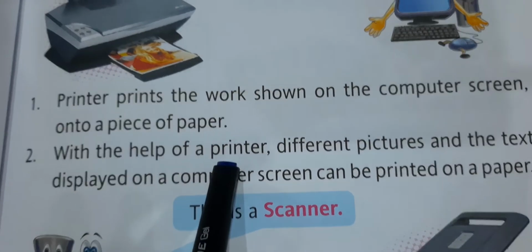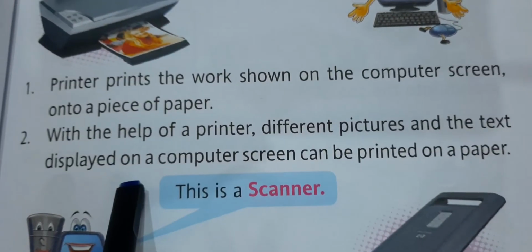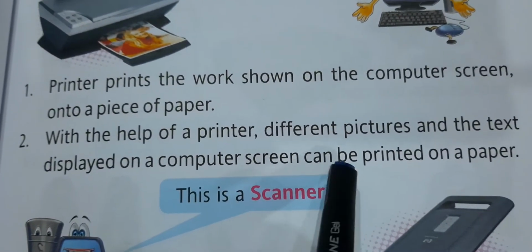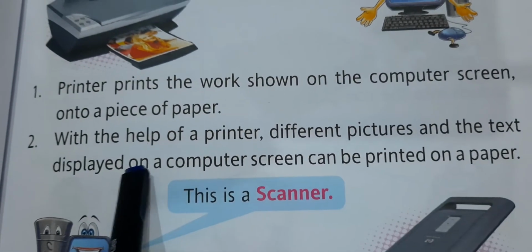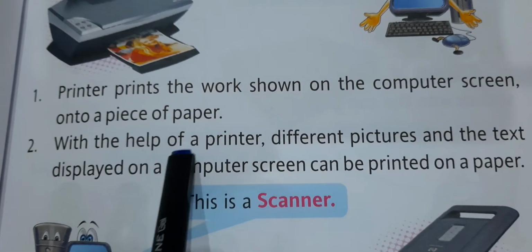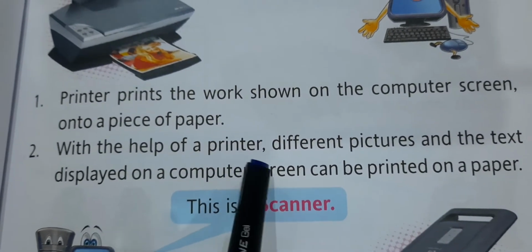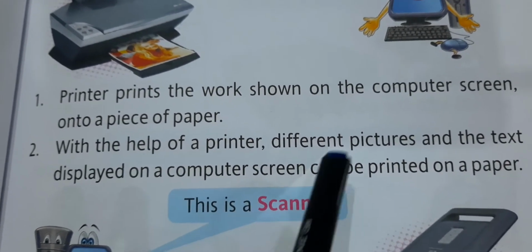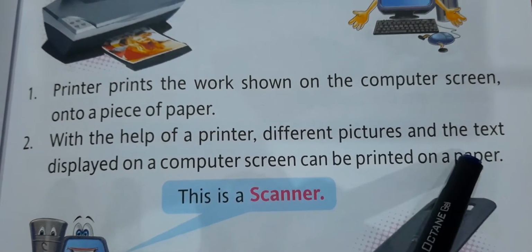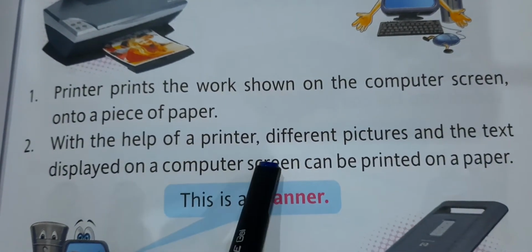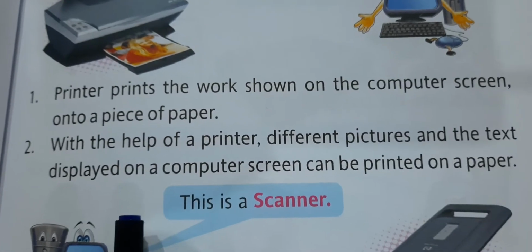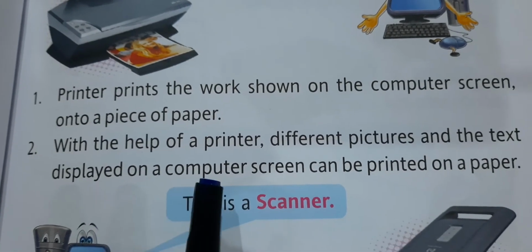Second, with the help of a printer, different pictures and the text displayed on a computer screen can be printed on a paper. Means we can get the print out of it. Means the hard copy of the things which we see on the monitor. It can be pictures, it can be text. Okay, and why do we need it? For our personal use or for sharing it with others.